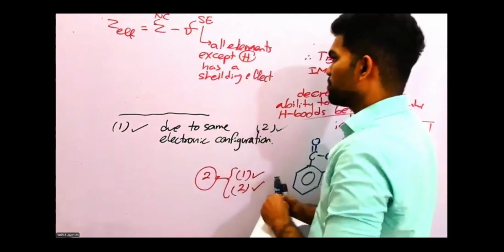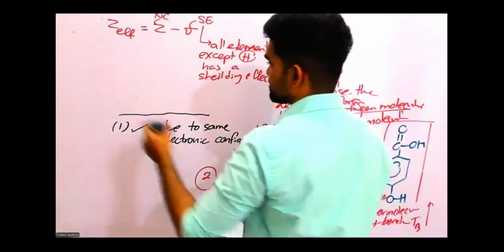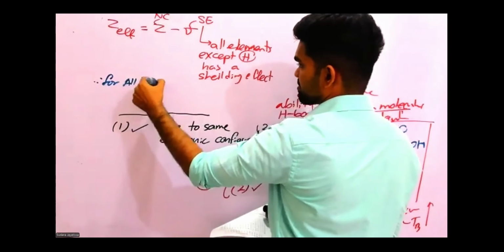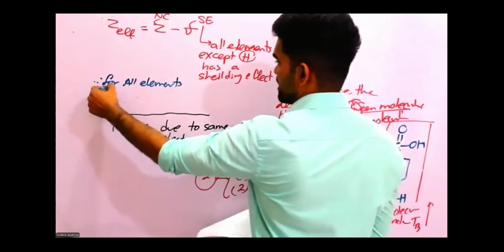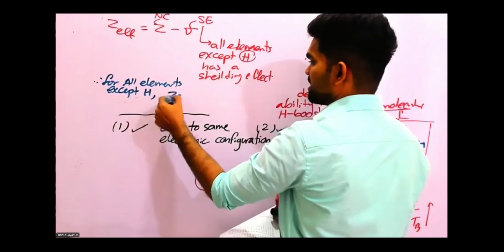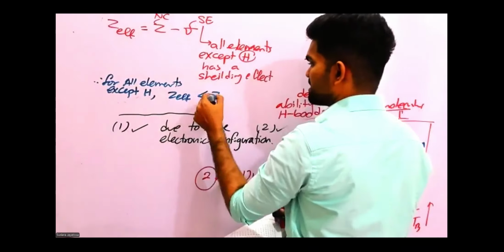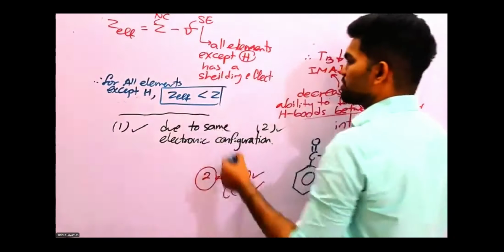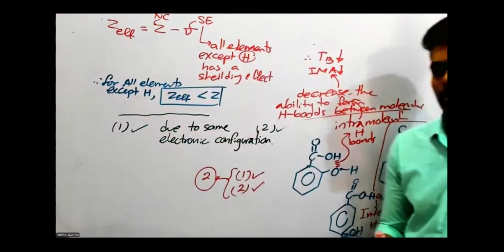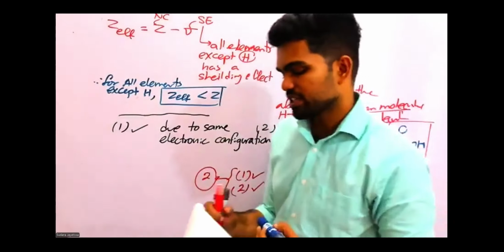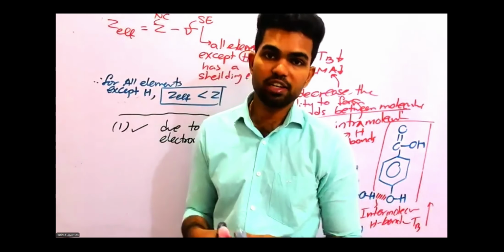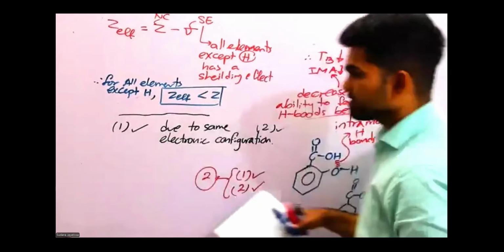Therefore, for all elements except hydrogen, Zeff will be lesser than Z. Remember that. So for helium, it will be less than 2. It's not going to be equal to 2. So telling that there is no shielding effect for valence electrons of helium is wrong. There must be a shielding effect.